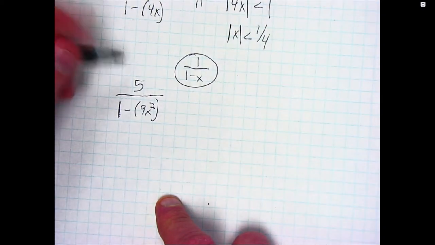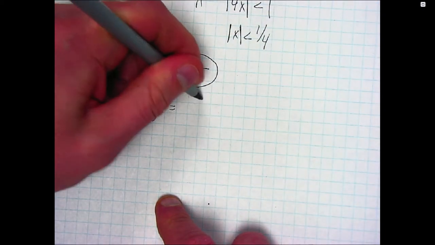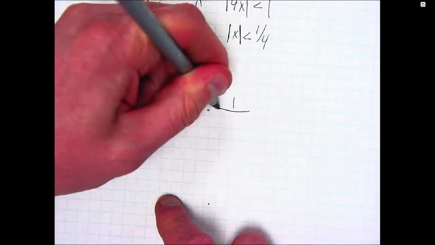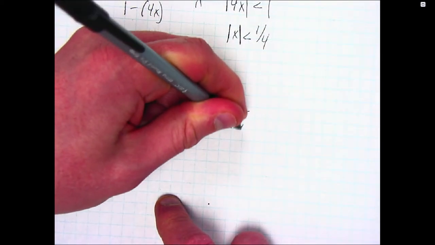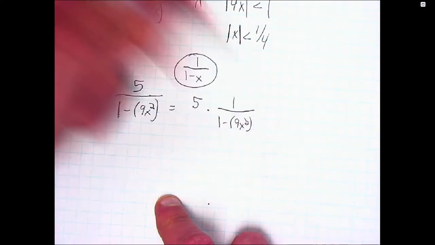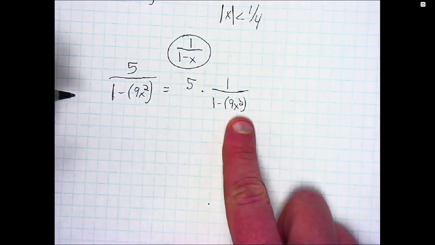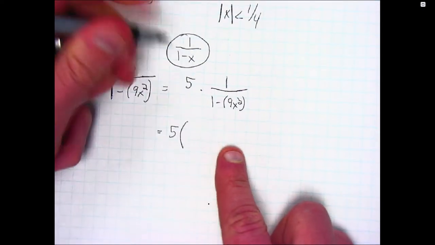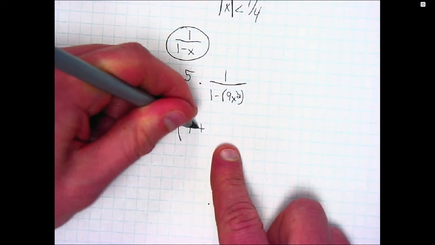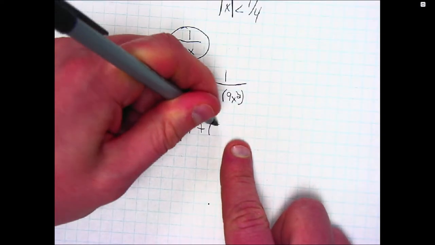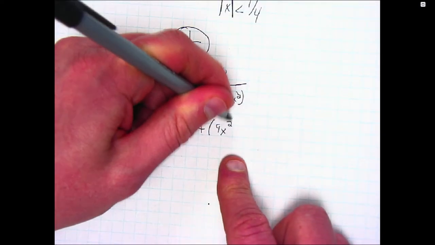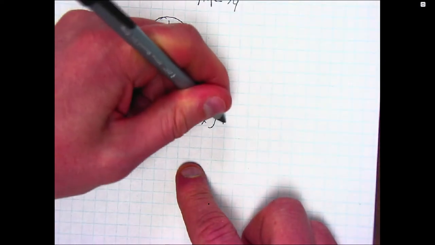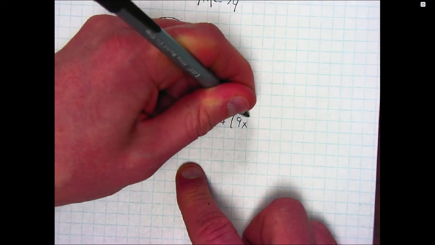The 5 is not right? I can't have a 5 on top, so I'd sort of factor the 5 out. And then this 9x squared down on the bottom, that becomes my multiplier. And so I have the 5 out in front, and then I start with a 1, and then my 9x squared is the multiplier. So I'm going to have 9x squared, and then I'm going to multiply by 9x squared.